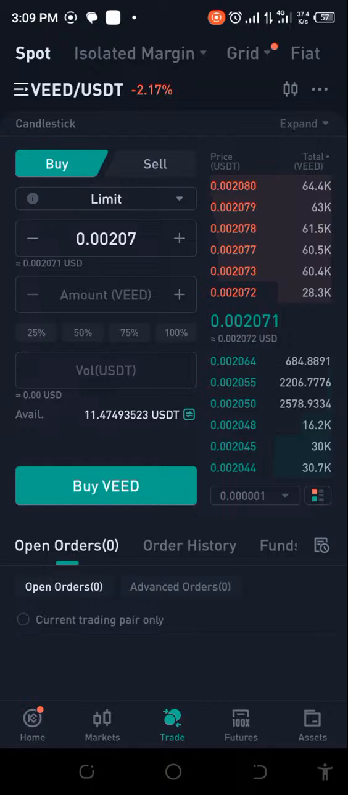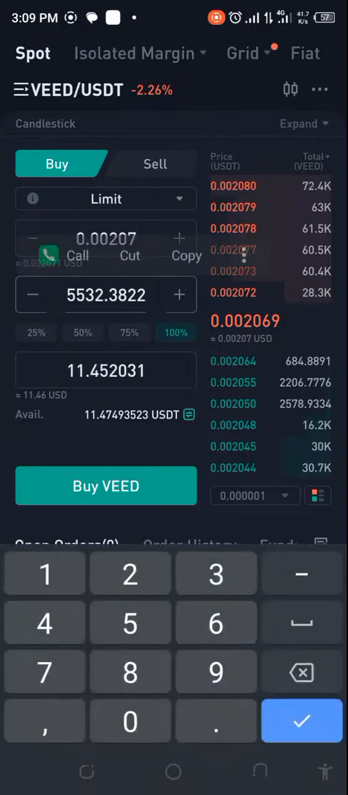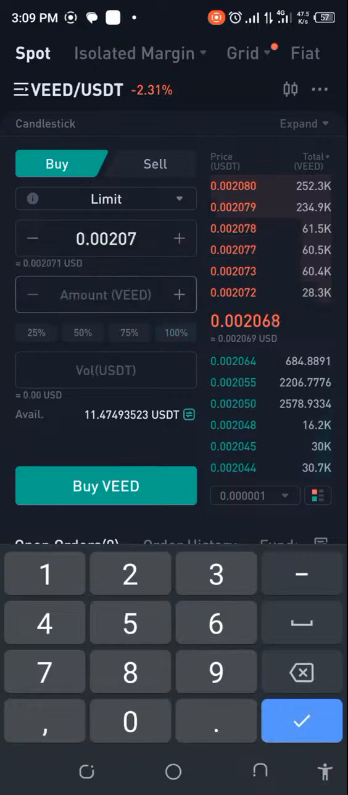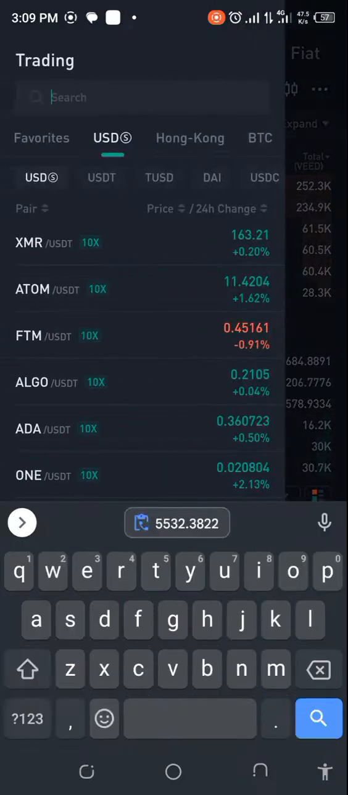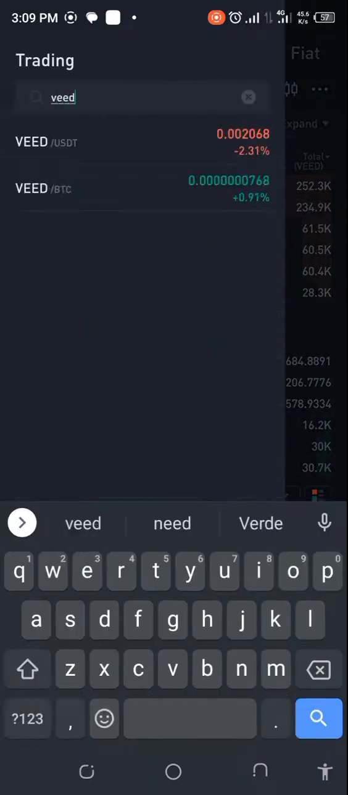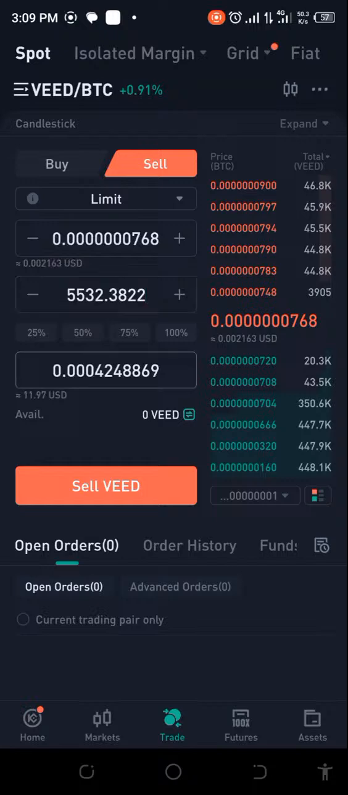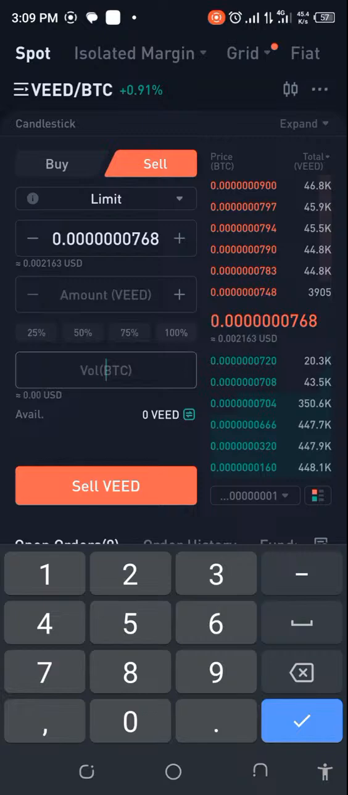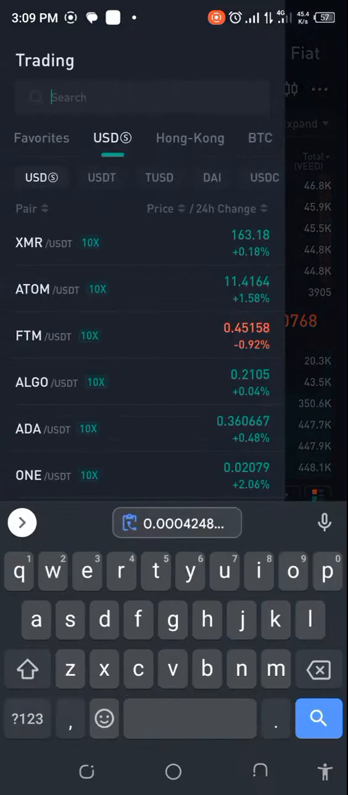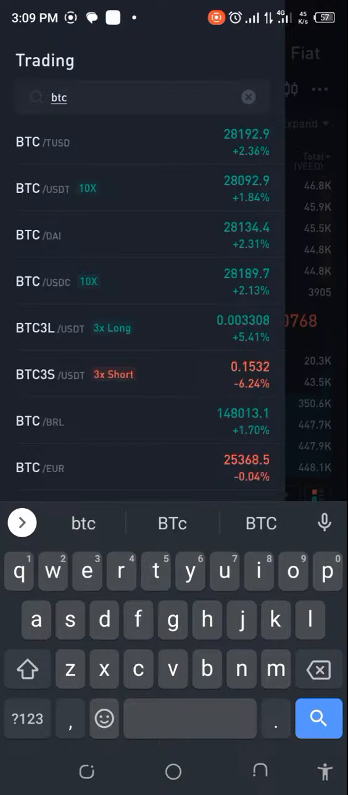Let's start by simulating. We have VEED/USDT. So first and foremost, let's just do a basic simulation. We'll put all the 100%. We're just going to use the little amount that's here, 11.47 USDT, and let's see what we can do. We'll go to VEED/BTC, and then we sell and try to see how much we can get. This is just a basic simulation, right? No using of the order book or anything for now. We just want to check whether what we'll get will actually be worth it. Let's go ahead and see that.